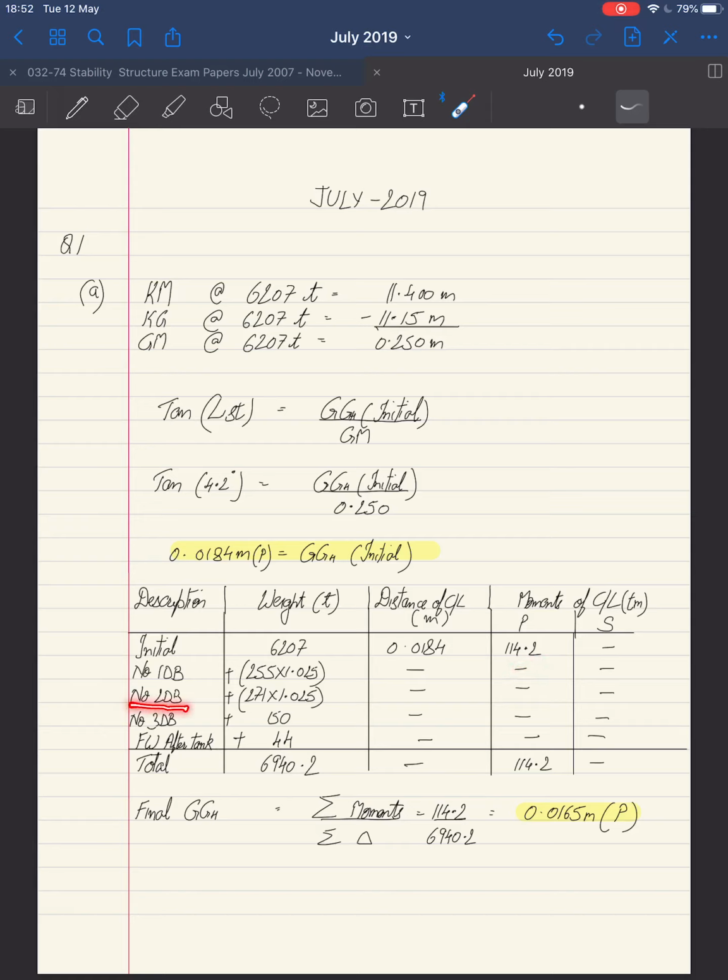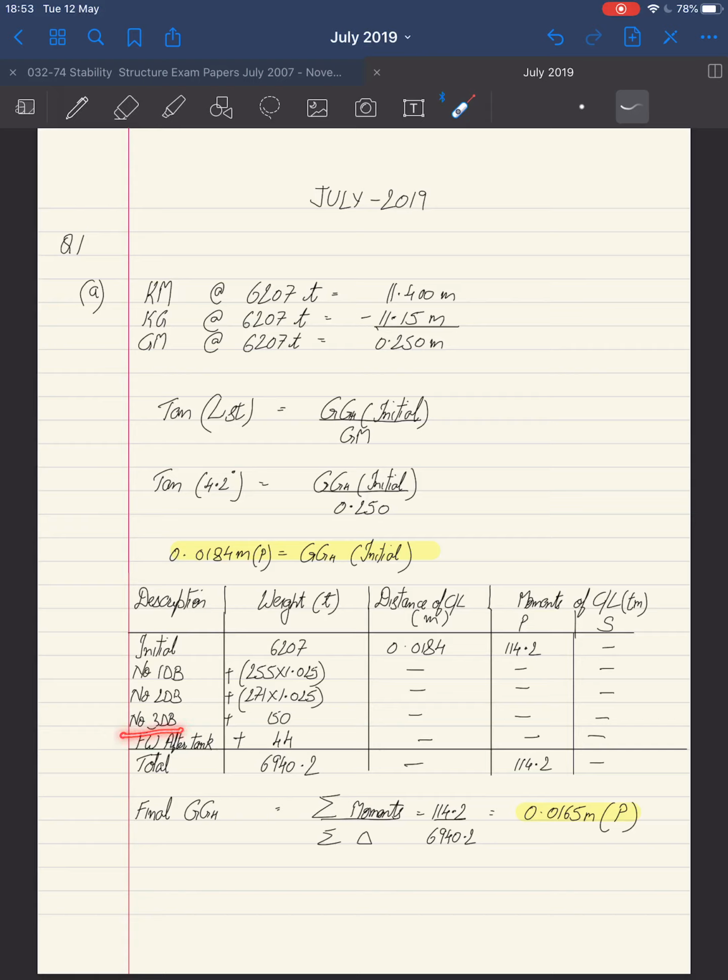Number 2 DB tank is then filled up, which has a volume of 271 cubic meters. Again, since the vessel is floating in salt water, we will be taking in ballast of the same density as the vessel is floating in, so ballast would be of density 1.025. It is again the volume of the tank multiplied by the density, which gives us the weight of ballast. Since the distance from centerline is also 0, there are no port and starboard moments. Again, the distance from centerline was taken from the ship's particulars.